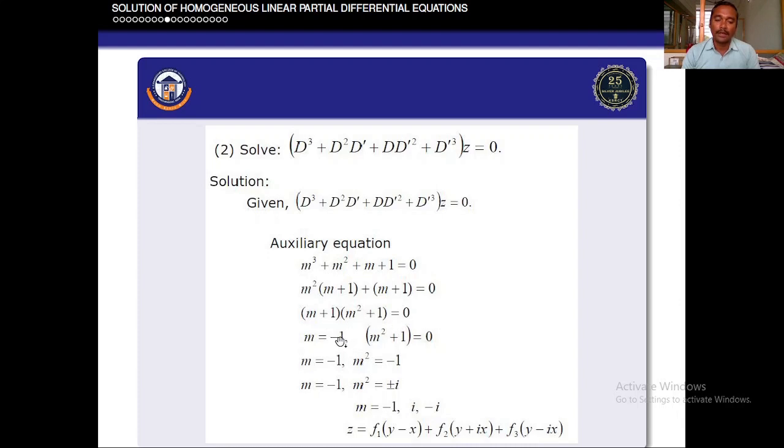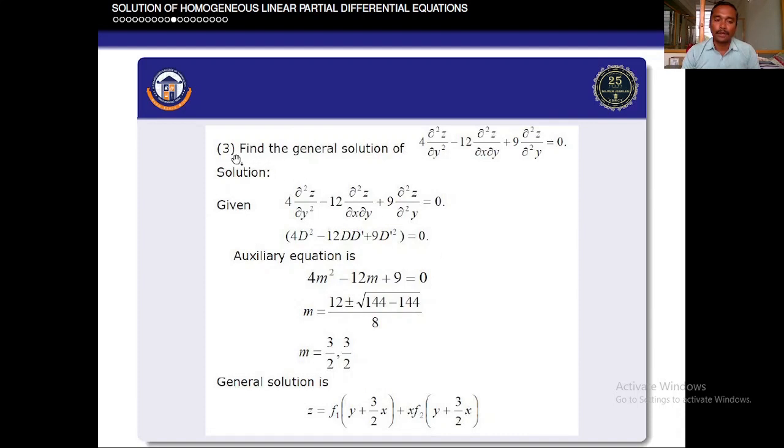Now either m plus 1 equal to 0 or m square plus 1 equal to 0. It gives m equal to minus 1 and m equal to plus or minus i. So the roots are minus 1 comma i comma minus i. All the roots are different. So its complementary function is z equal to f1 of y minus x plus f2 of y plus ix plus f3 of y minus ix.